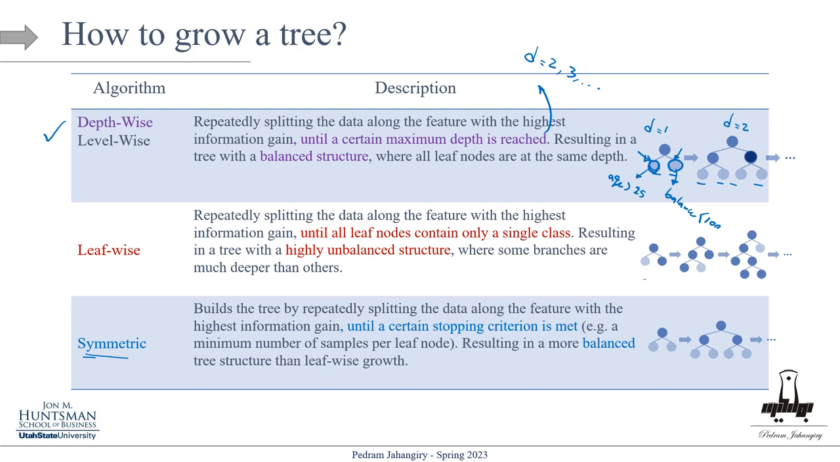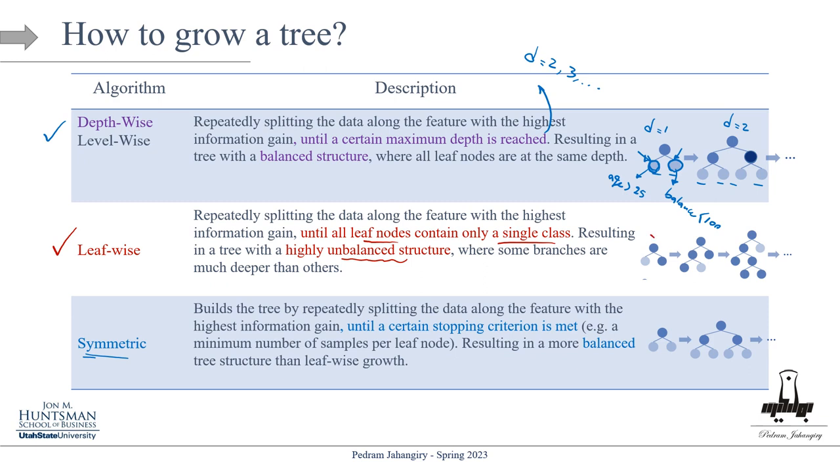The second one is leaf-wise. For the leaf-wise, this algorithm repeatedly splits the data along the features with the highest information gain. Again, there's no difference at this point because they all have to maximize the purity or minimize the impurity until, with this method, all leaf nodes contain only one single class. So it goes all the way down to make sure that the purity is 1 or impurity is 0. This results in a tree with a highly unbalanced structure, no surprise, because we have to go all the way down in one of the branches, right? Where some branches are much deeper than the others, right?